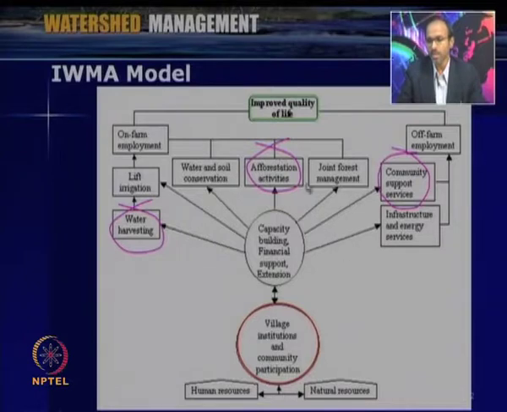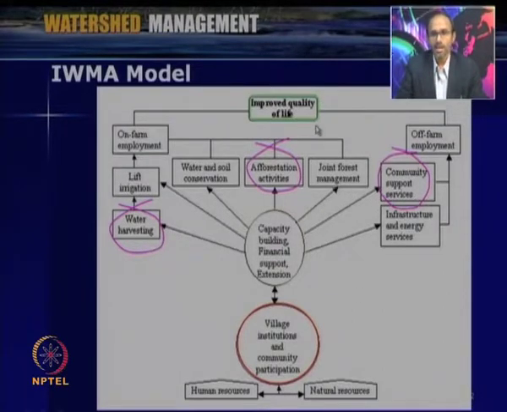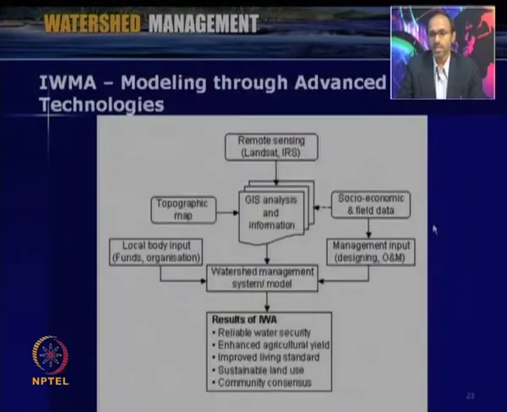This model we have discussed earlier also. There will be the human system interacting with the natural system, and all the stakeholders will be coming into the picture. Then we will have appropriate capacity building. Then we go for various sectors like water harvesting, soil conservation, afforestation, and community support services. Finally, the aim will be to achieve an improved quality of life and poverty alleviation as far as the watershed is concerned.